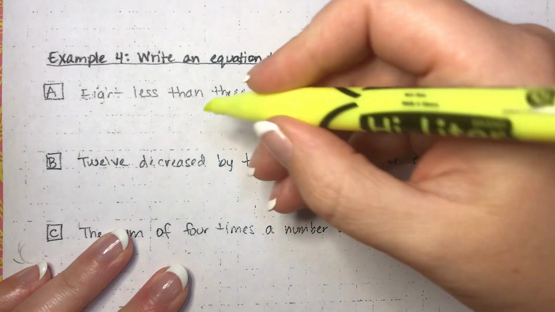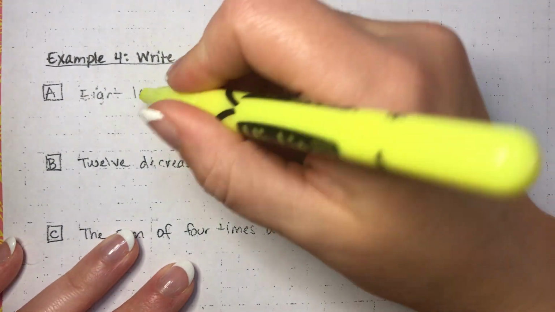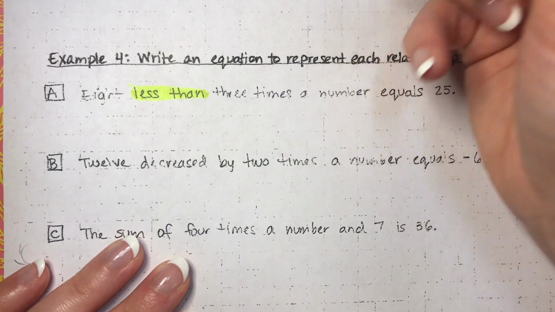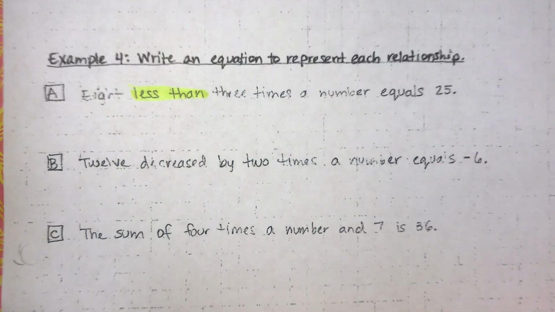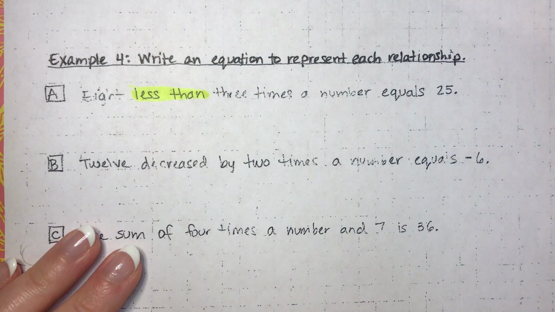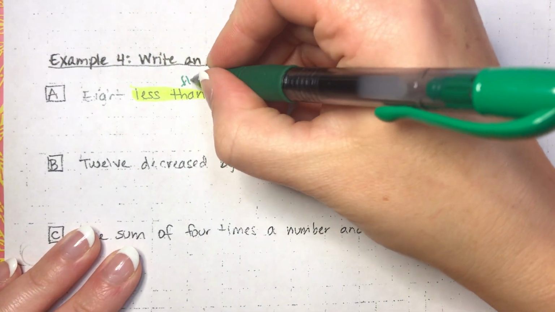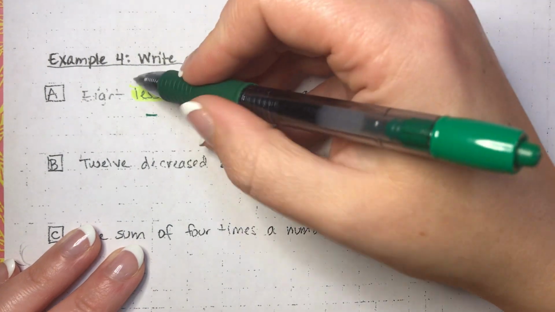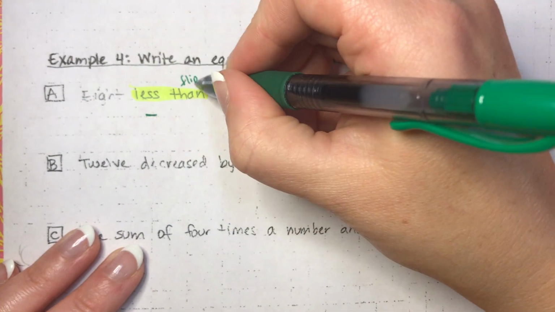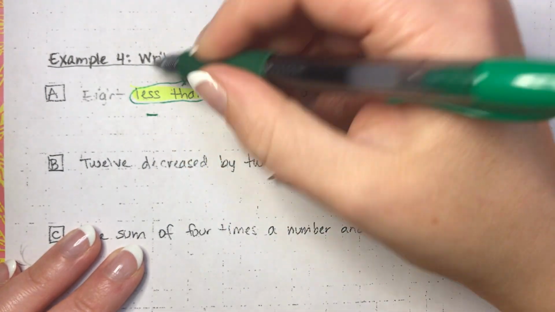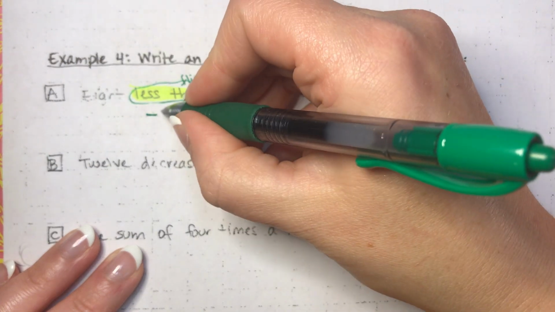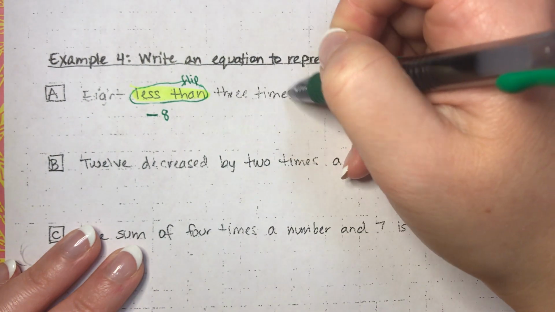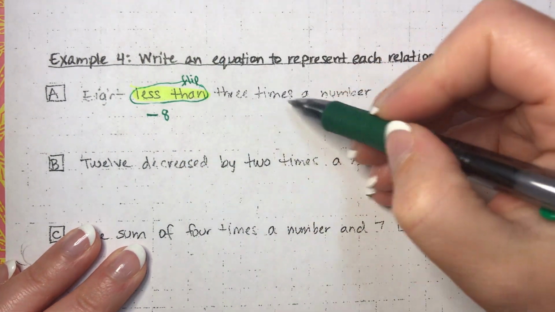So what are the key words? The key words here are less than, all right? And remember, less means subtraction, and then means flip. So we have subtraction here. That means that whatever's in front of these two words, less than, is going to flip to the back. So 8 is going to flip here, and then what's after the words less than is going to flip to the front. So 3 times a number.